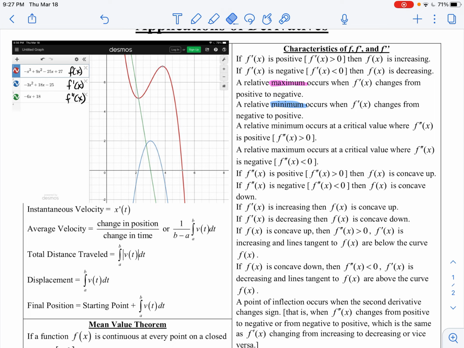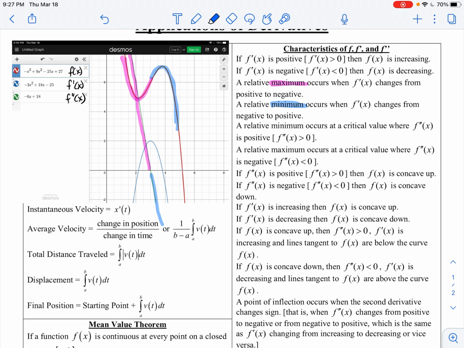Let's see, I think we're right here. If f double prime of x is positive, so we're looking at this piece right here, f double prime is positive, then f of x is concave up. Look at the concavity here. We can see it's concave up. If f double prime of x is negative, so now I'm looking at this piece of the graph, we can see f of x is concave down.